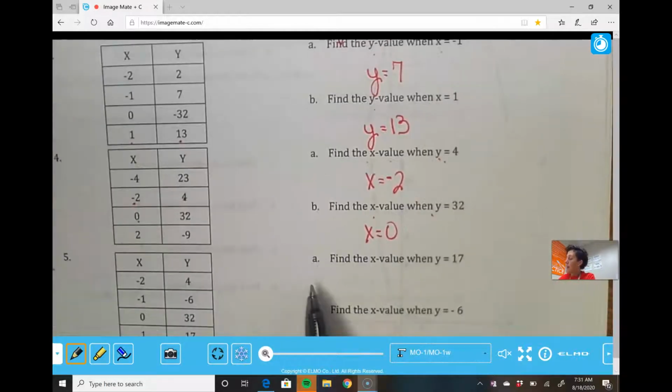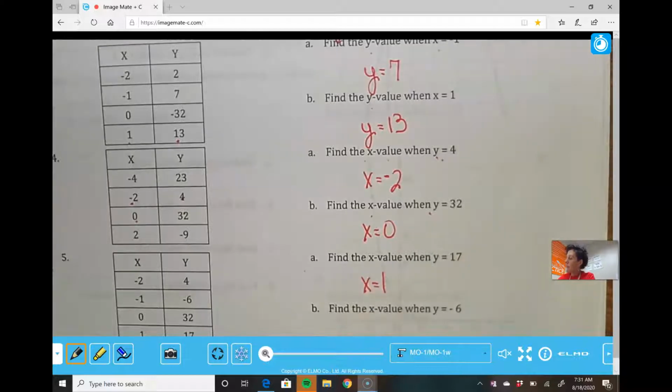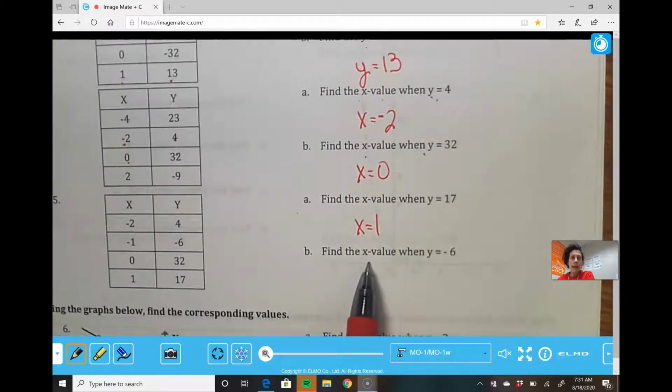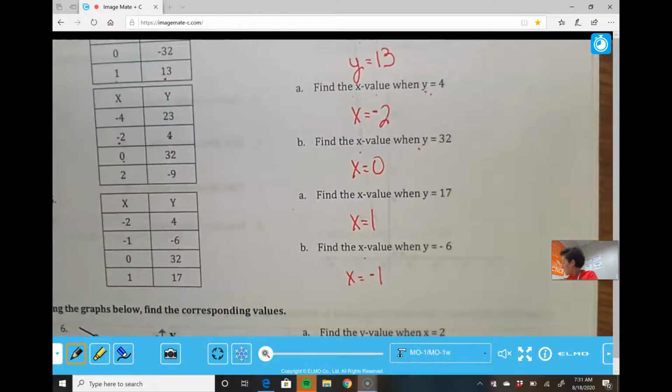And then on A, for problem 5, find the x value when y equals 17. So that's going to be x is 1. And the last one, find the x value when y equals negative 6. And that's going to be x is negative 1. Okay? All right, so let's keep moving on.